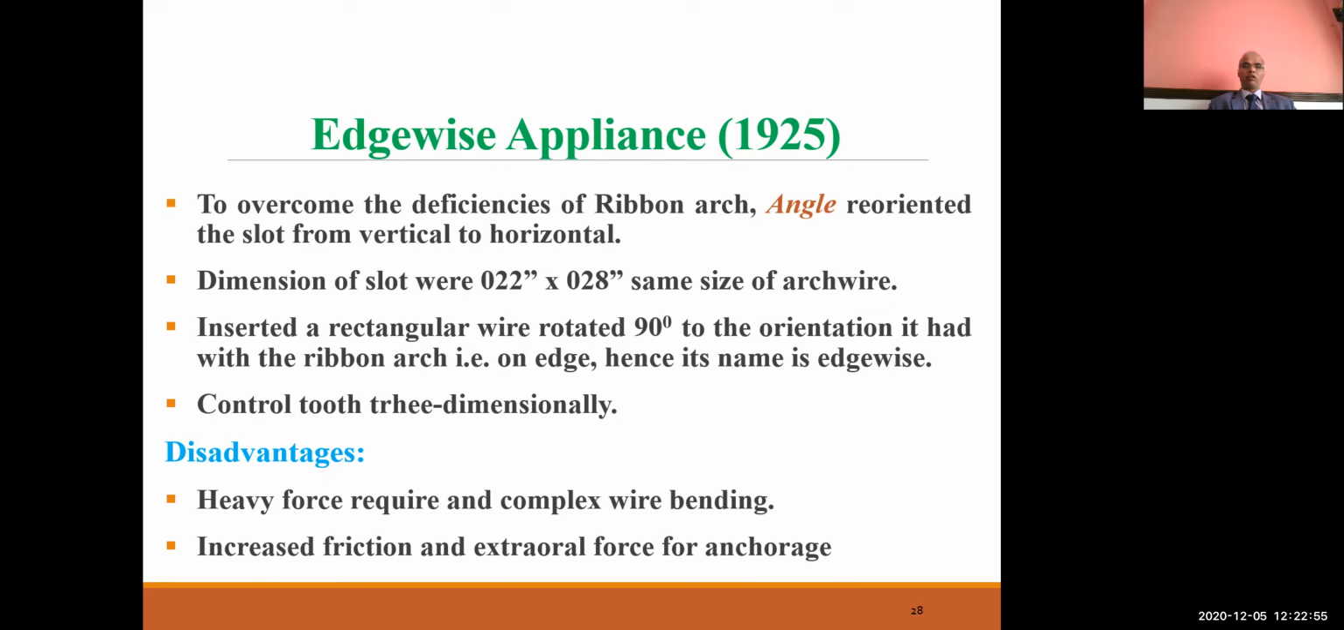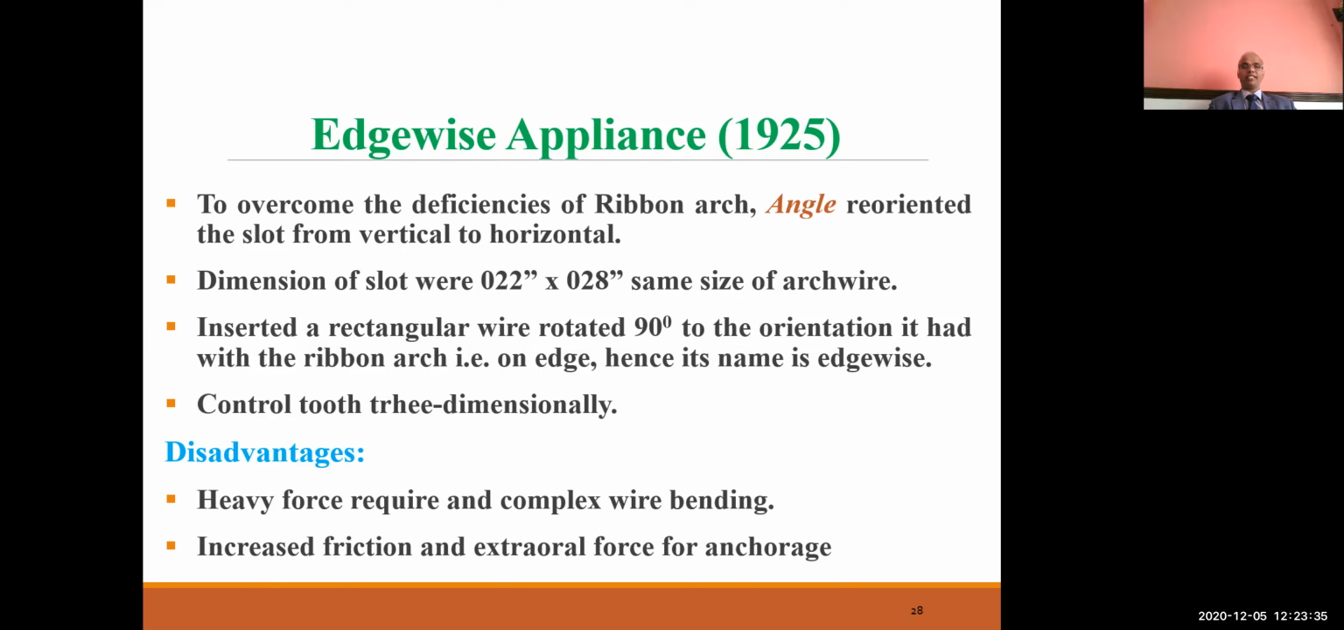So he inserted a rectangular wire which was rotated 90 degrees to the orientation it had with the ribbon arch wire, that is, on edge. Hence its name is edgewise, because it received the rectangular arch wire from its edge. So it can control the tooth in 3 dimensions. So these appliances control in 3 dimensions.